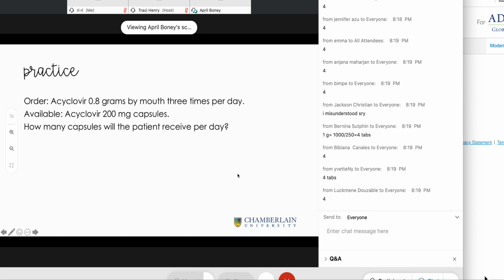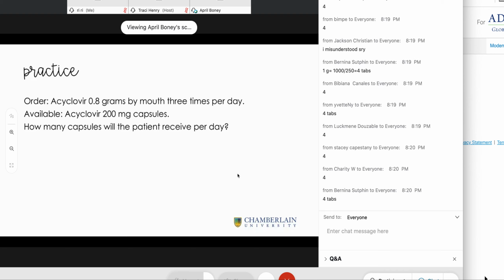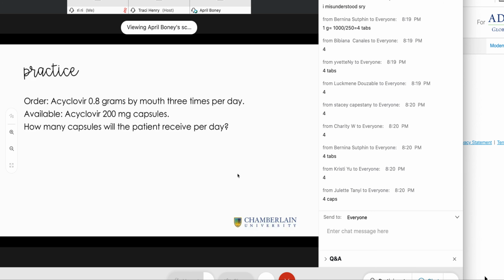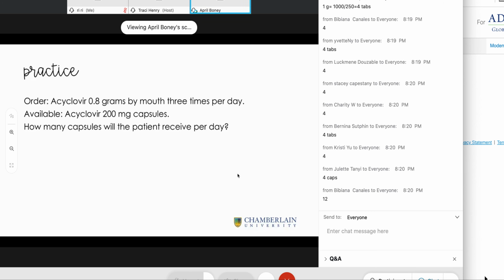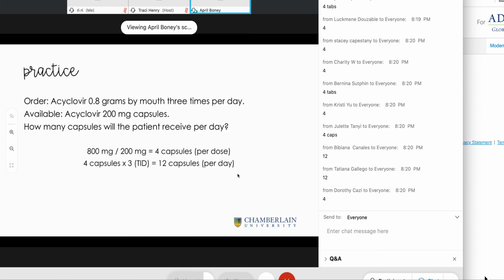Okay, let's look at this one. Okay, so we have an order in grams and we have available from the pharmacy milligrams. So we've got to do a conversion. Okay, so when we do our conversion, 800 milligrams divided by 200 is 4 capsules, but that's per dose.